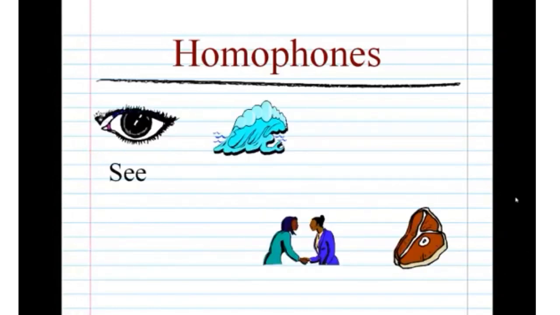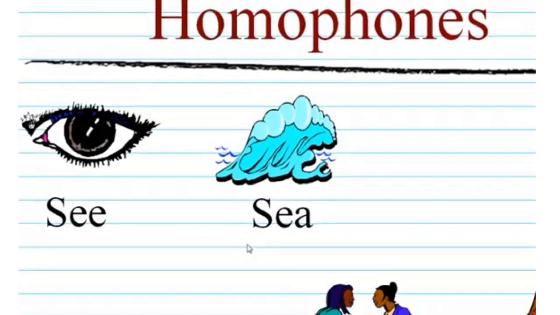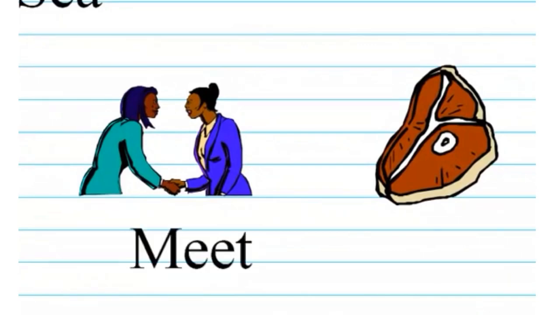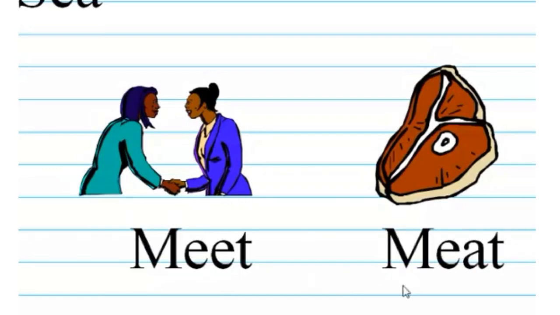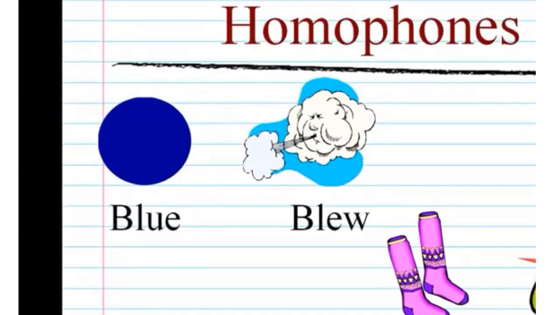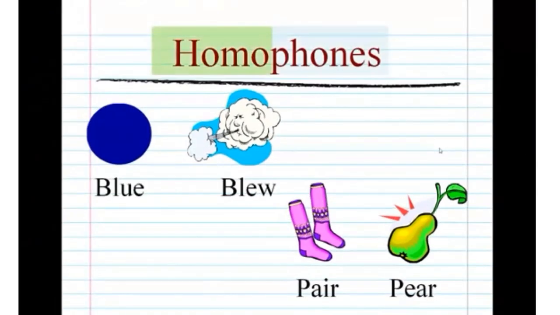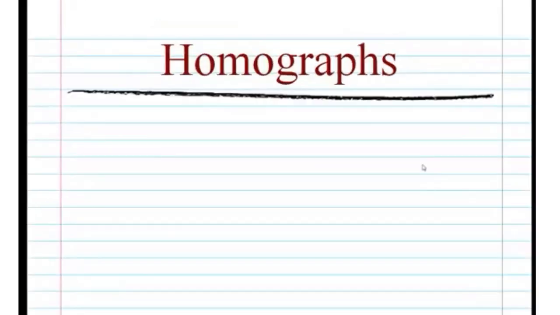Here are some other examples of homophones. C and C. Sound the same, but are spelled different and definitely mean different things. Meat and meat. Different kinds of meanings, same sound, different spellings. Blue and blue. Pear and pear. Homophones have the same sound, but different meanings and different spellings. Remember, homo means same and phones mean sound for the Greek word parts, so same sound.